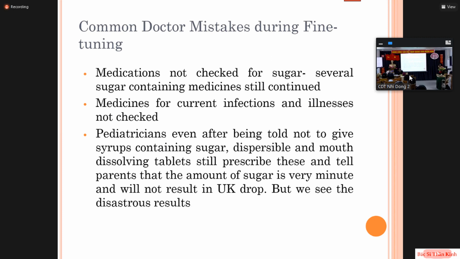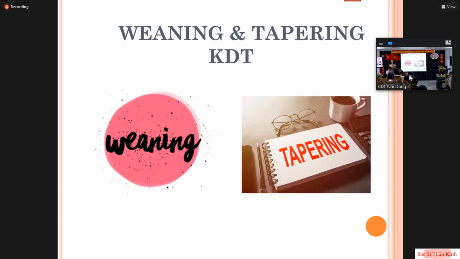Common doctor mistakes during fine-tuning: medications not checked for sugar. Several sugar-containing medications are still continued, so that will lead to a drop in ketones and the seizures are exacerbated. Medicines for current infections and illnesses are not checked. Pediatricians, even after being told not to give syrups containing sugar, dispersible and mouth-dissolving tablets, still prescribe these and tell the parents that the amount of sugar is very minute and will not result in a urine ketone drop. But we have seen the disastrous results. This does happen sometimes.